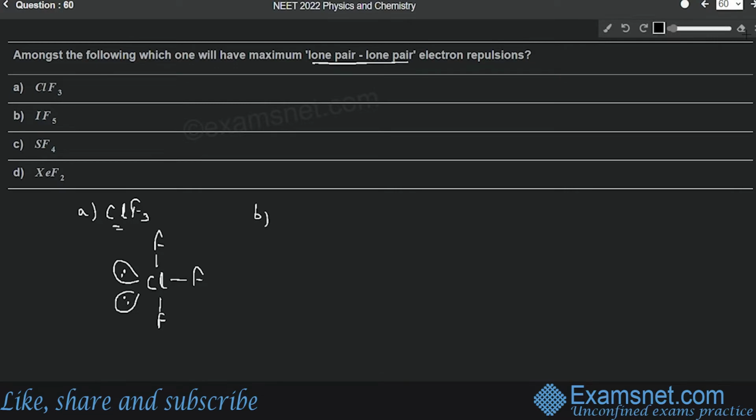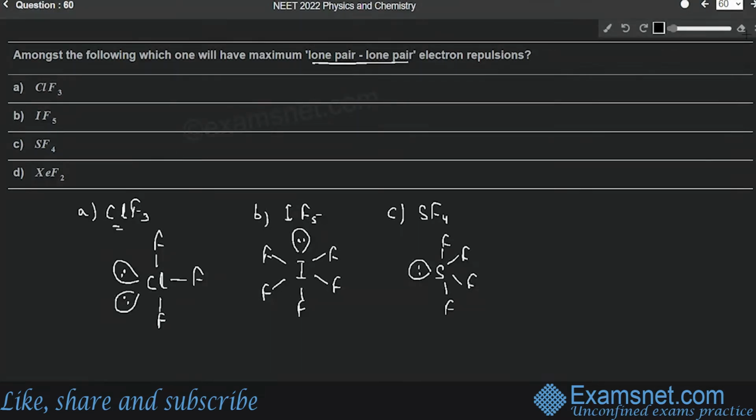Now the next one is IF5. Iodine also belongs to group 17. So it also has 7 electrons. And out of these 7, there are 5 electrons which are shared with the fluorine atoms. So how many left? Only 2 left. So we can say that only 1 pair of electrons is left. Now in the third one, that is SF4, we know that sulfur belongs to group 16 elements. So it has 6 electrons in the outermost shell. So out of these 6, 4 electrons are shared with the fluorine atoms, right? So how many left? Only 2 electrons left. So we can say 1 pair of electrons left, okay?